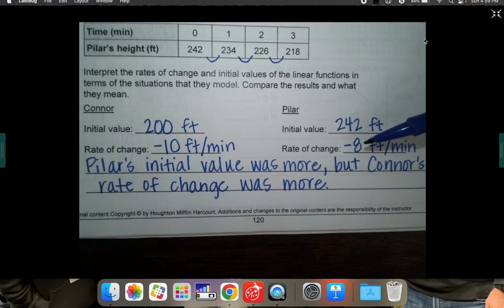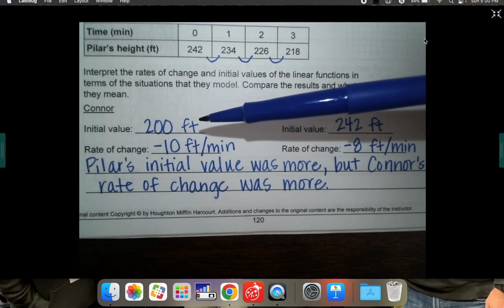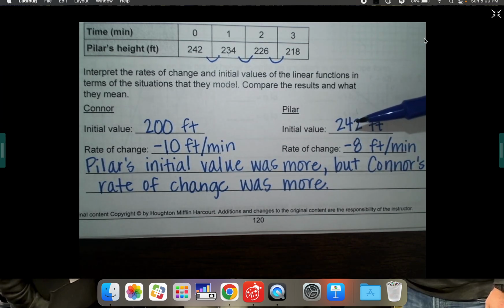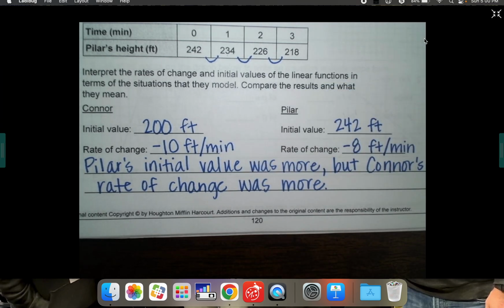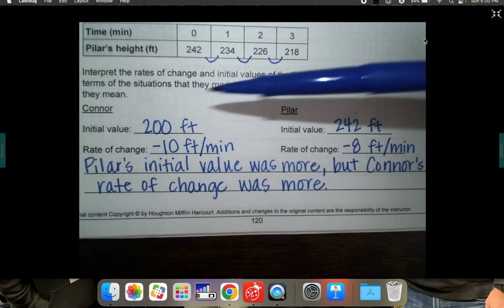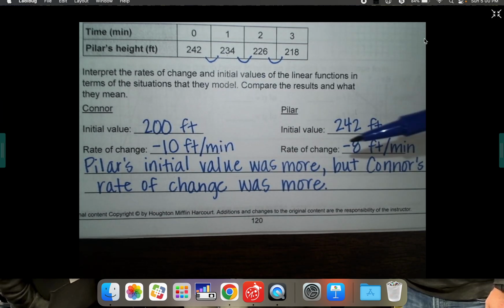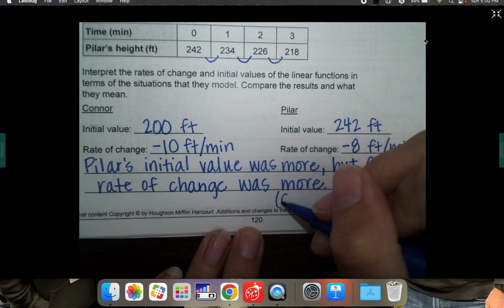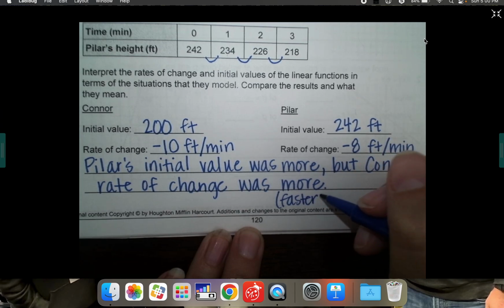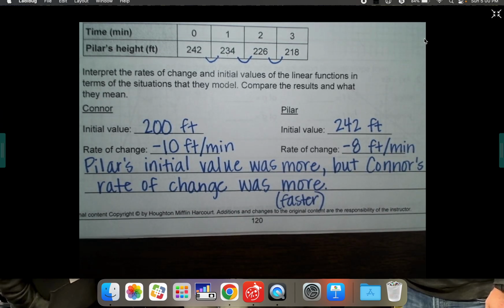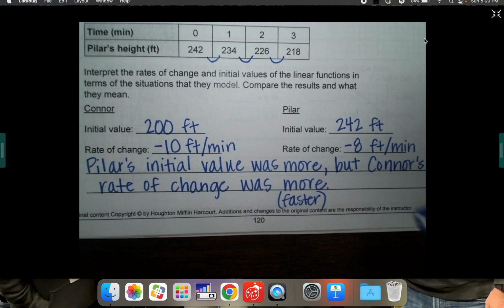And so Connor, even though he was already lower, if Connor was already lower and he's climbing down faster, he's definitely going to finish faster. So Pillar's initial value was more. Connor's value is faster. I might put faster because rates of change have to do a lot of times in this situation with speed. Okay, let's look at the back.